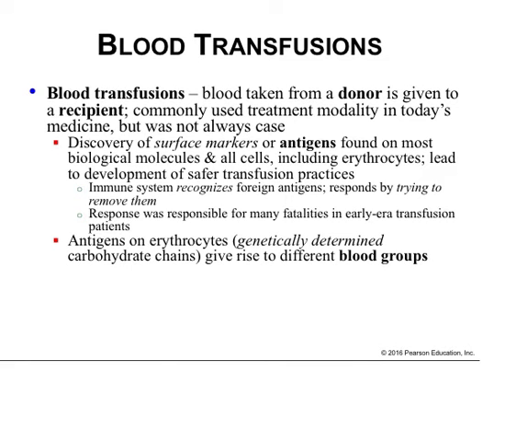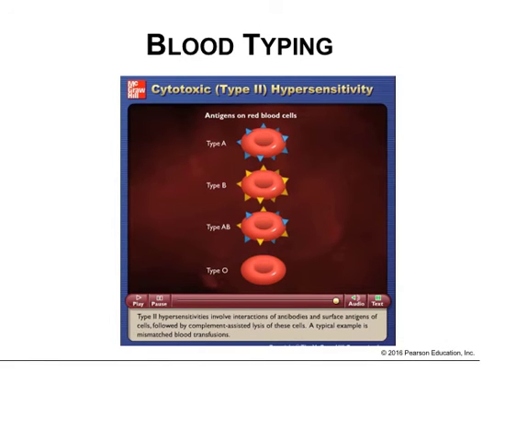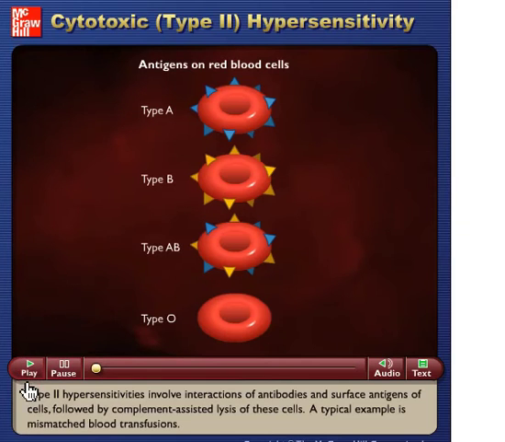Antigens on erythrocytes are genetically determined carbohydrate chains that give rise to different blood groups. Erythrocytes are particularly useful for clinical use, and the ones that we pay most close attention to include the ABO blood groups and the RH blood groups. So let's take a look at blood typing. Type 2 hypersensitivities involve interactions of antibodies and surface antigens of cells, followed by complement-assisted lysis of these cells. A typical example is mismatched blood transfusions.